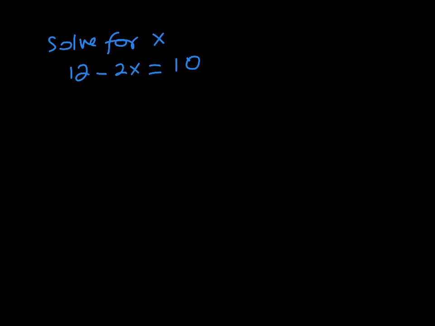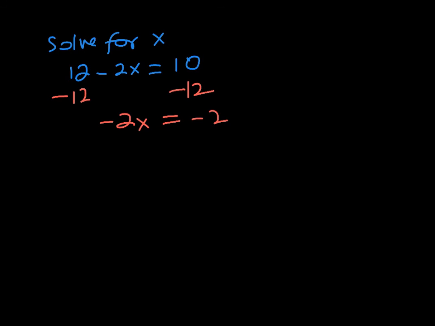Solve for x if 12 minus 2x is equal to 10. Okay, so because this is plus 12, we want to subtract 12. Okay, subtract 12, and then we also subtract 12 from this side. So what do we have? It's negative 2x is equal to 10 minus 12, that's negative 2.